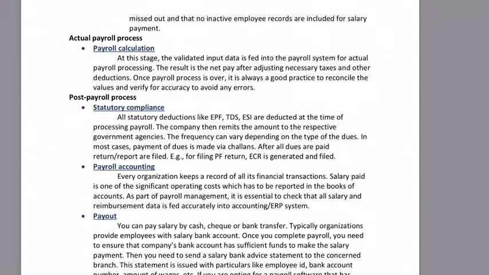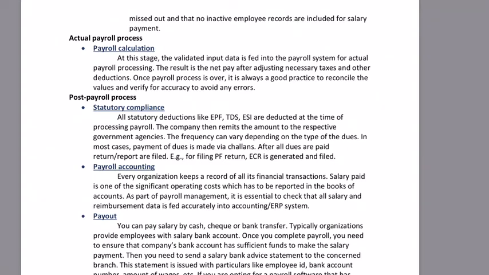So all statutory deductions like EPF, that is Provident Fund, TDS, ESI. ESI, remember, is for employees with less than 21,000 salary. They are all deducted at the time of payroll processing, and sometimes even professional tax. We discussed that also, no?